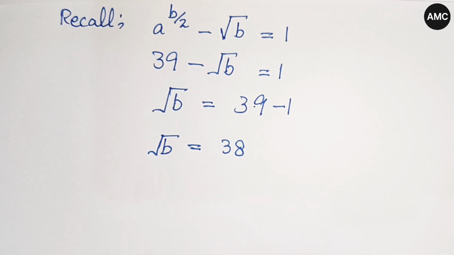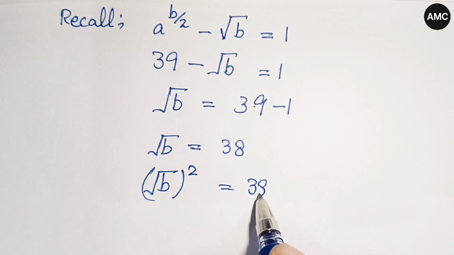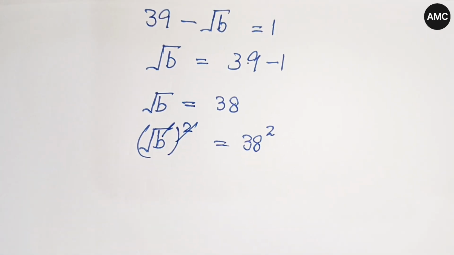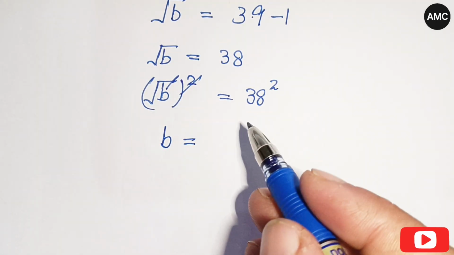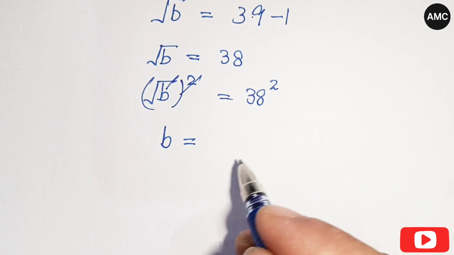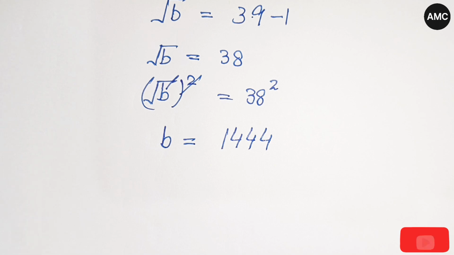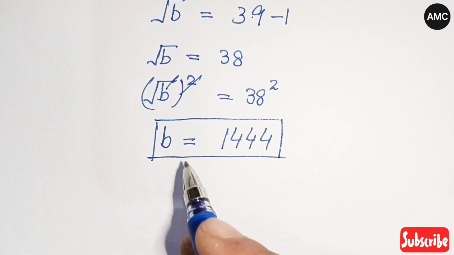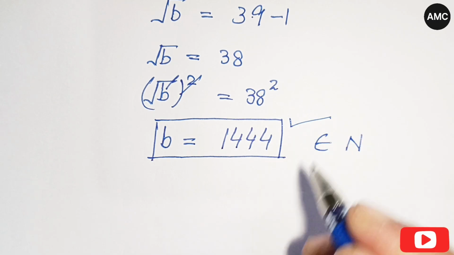Now if we take the square on both hand sides, we have square root of b whole squared equal to 38 squared. The square cancels out with the square root, so we get the value of b equal to 38 squared. Multiplying 38 times 38, we get 1444. This is the value of b, and we see that this value of b belongs to the natural numbers, so it is valid.